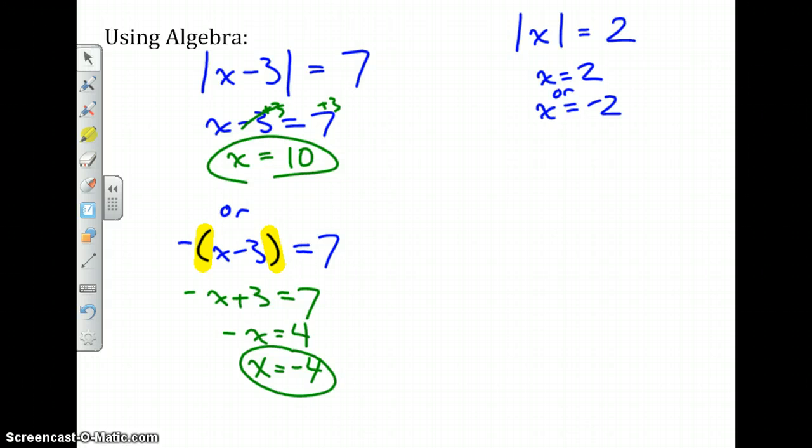So we could do it by graphing or by algebra. Generally, we're going to do this by algebra just because it's so much quicker and simpler.